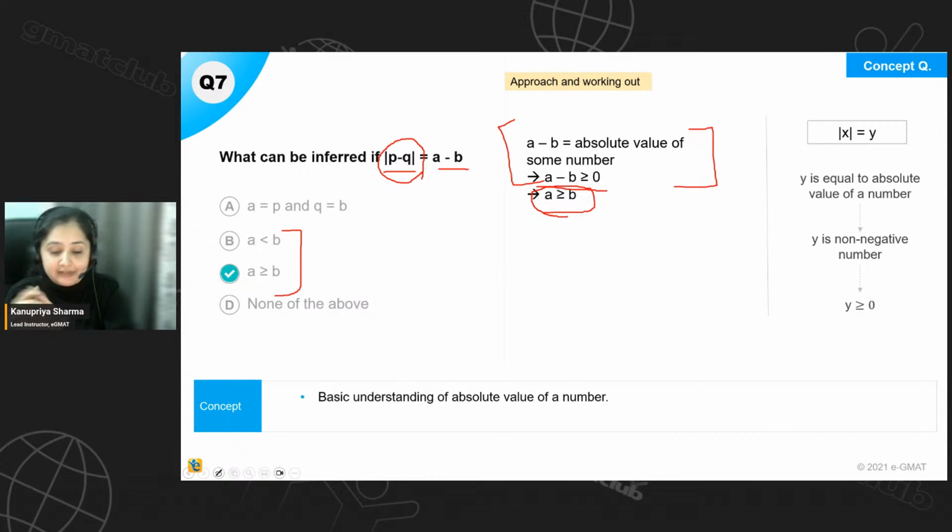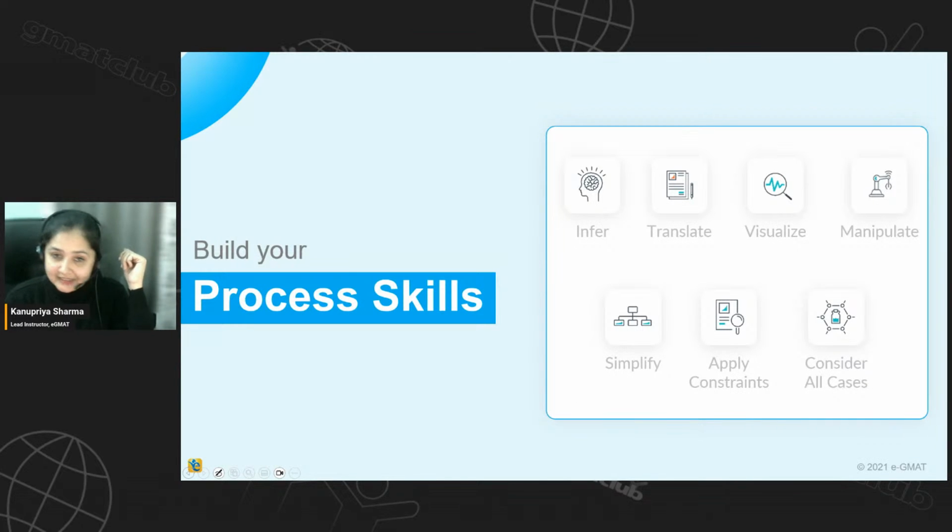So these inference skills can simplify the questions for you, and we'll discuss the same in the next section. I hope most of you got these questions correct and the solutions are clear to you. If there's any doubt, please post in the comments. We will now move to the second section, which is about building your process skills.